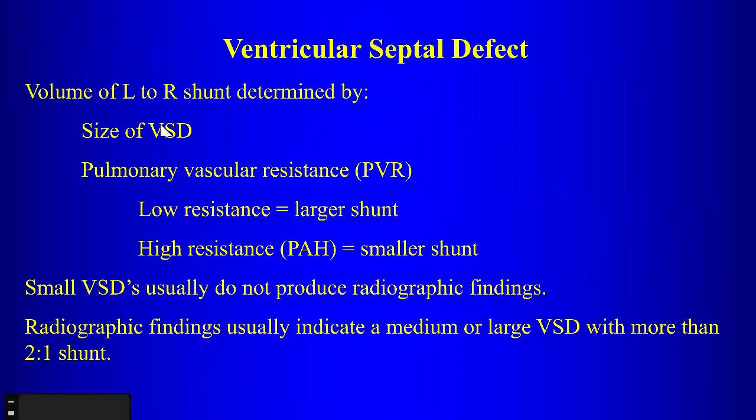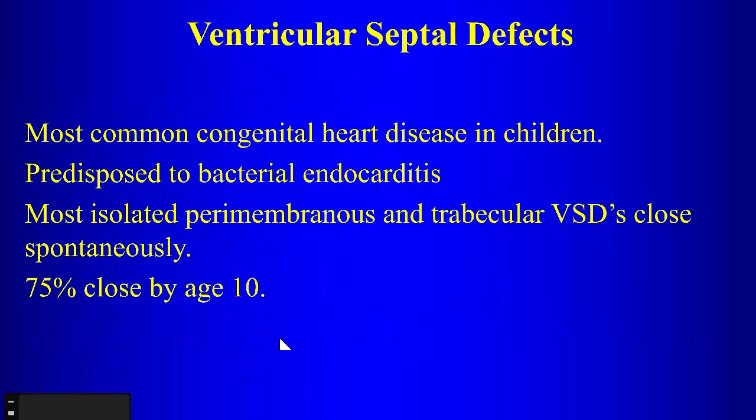So the volume of the left to right shunt is determined by the size of the ventricular septal defect and the pulmonary vascular resistance. If you have low resistance, you'll have a larger shunt. With these large shunts, patients eventually develop pulmonary artery hypertension, and that increases the resistance, and that can also start to decrease the amount of shunting. Small VSDs do not produce radiographic findings. We don't see findings on the chest radiograph until we have larger VSDs with more than a 2-to-1 shunt. So if you can actually see the increased pulmonary blood flow on the chest radiograph, then that implies that you do have a significant amount of shunting.